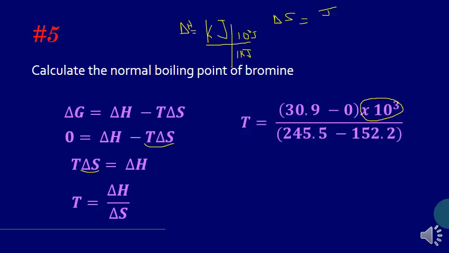So that's why I had to multiply this numerator by 10 to the third to get the units to cancel out correctly. Once I did that, I had 331 Kelvin, which is really close because the normal boiling point of bromine is really 333 Kelvin, but whatever. I can live with these numbers.